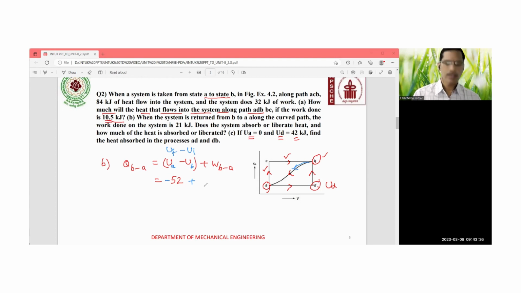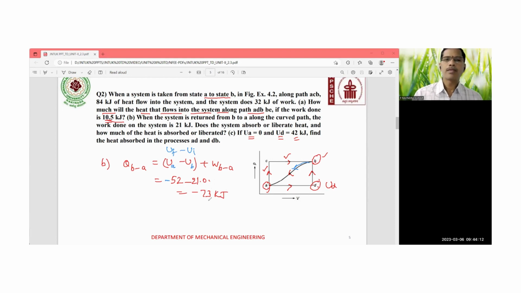Then work done, that is work done onto the system. So here the work done on the system is minus 21 minus 21. So you will get it as minus 73 kilojoules.